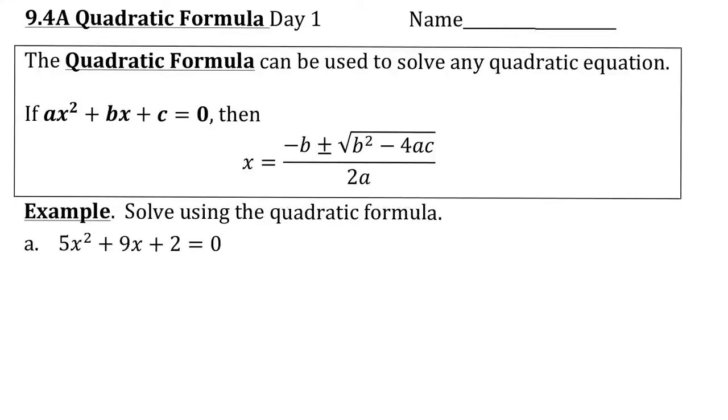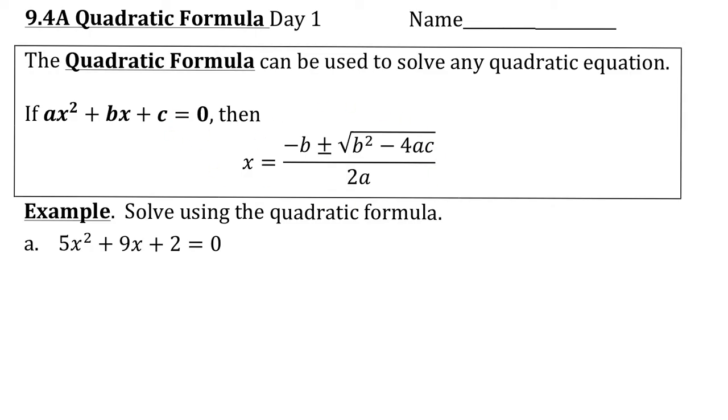In 9.4a, we're going to learn the quadratic formula. The quadratic formula is the fourth method for solving quadratics, and it's the one that works on every single quadratic equation, whether it's rational or irrational. In order to use the quadratic formula, the equation has to be in standard form, meaning highest degree to lowest degree. It has to equal 0.